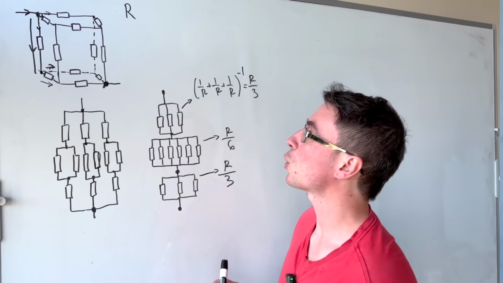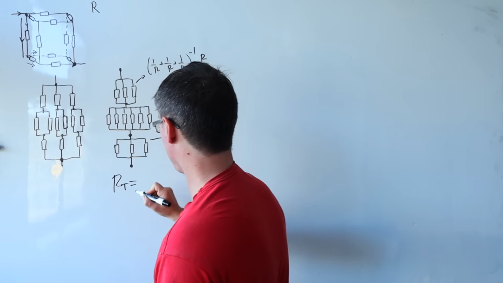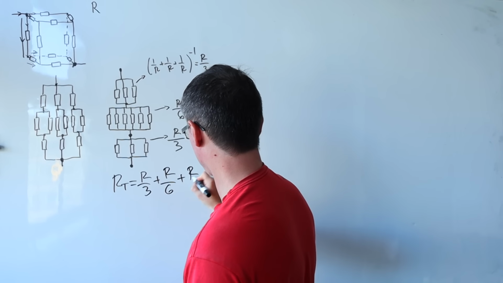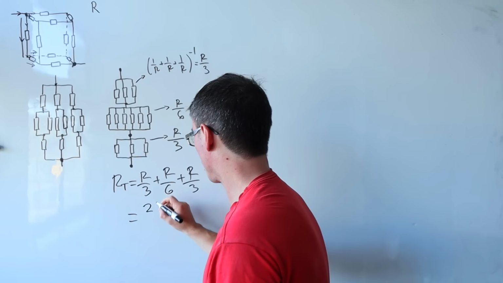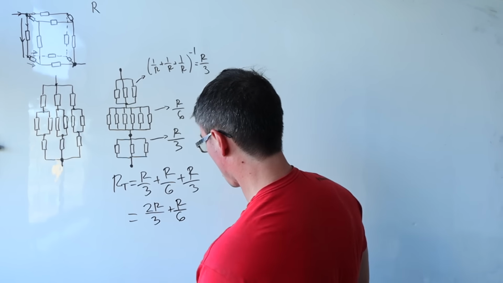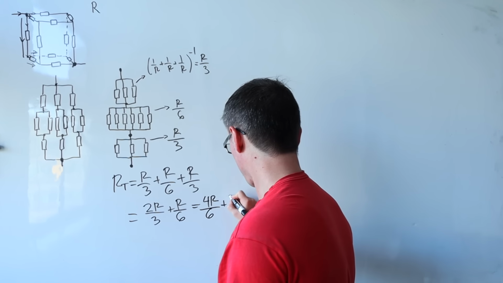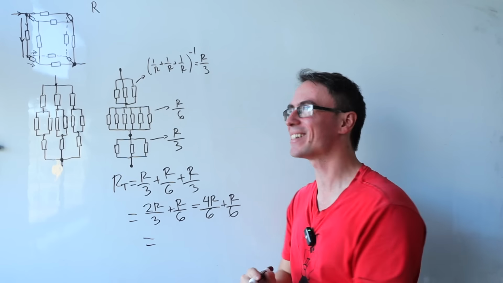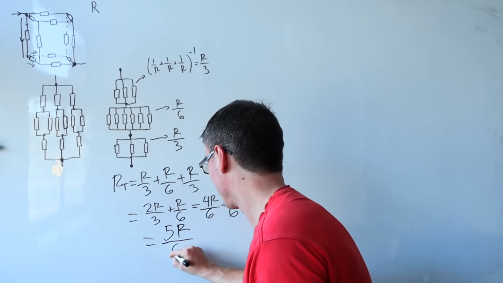So this means that the total resistance between this point and that point will simply be R total equals R over 3 plus R over 6 plus R over 3. Let's put all of these underneath a common denominator. So what would that be? 2R over 3 plus R over 6. Multiply these by 2. What is that? 4R over 6 plus R over 6, giving us the classic answer that the total resistance of this resistor cube is actually equal to 5R over 6.